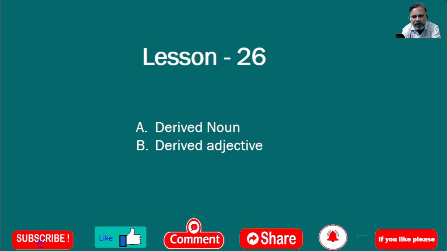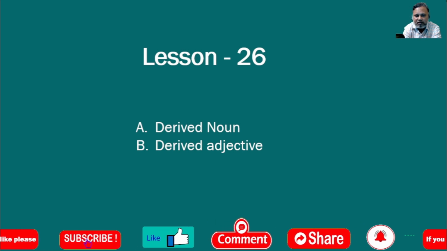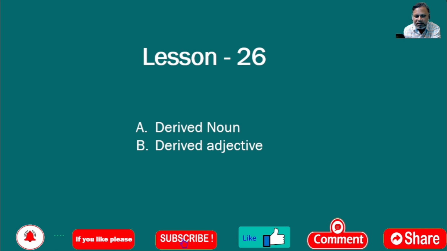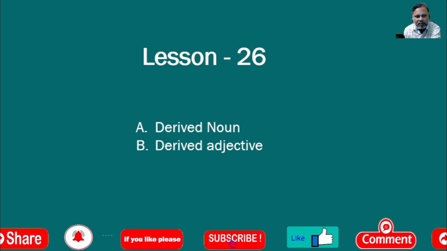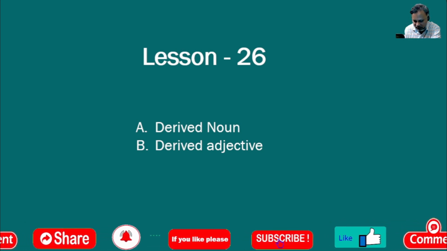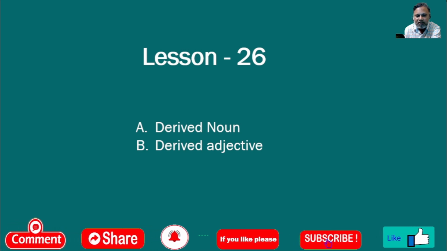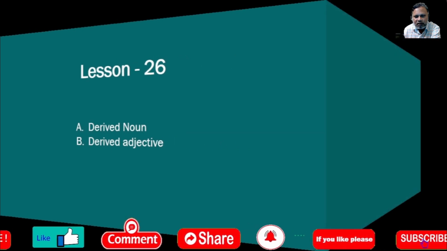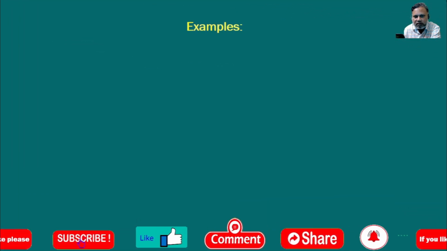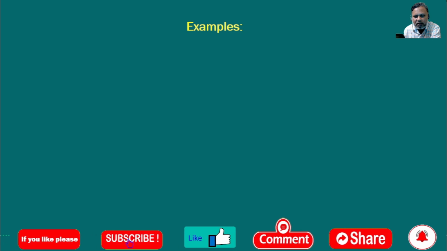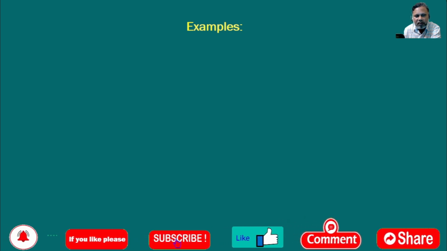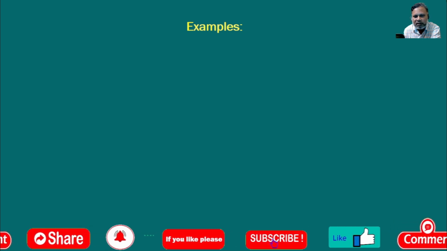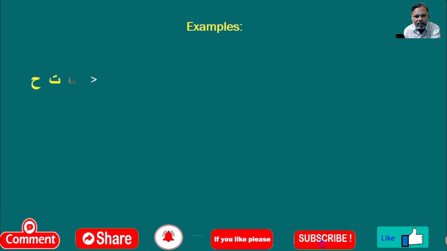We have already studied a few through our different lessons about the noun and adjective, but today I am just summarizing the things about the derived noun and adjective by using the different patterns. So let's start. First of all, I will show some examples about the derived noun and adjective so that it will be easier to move forward.